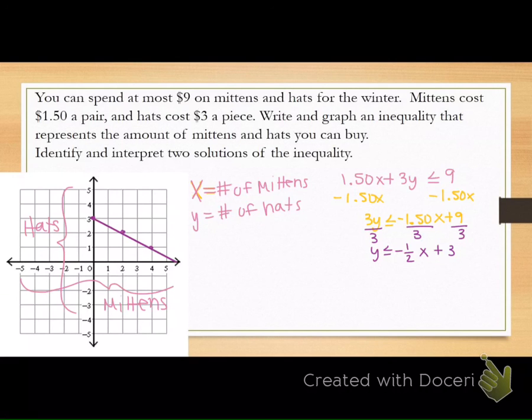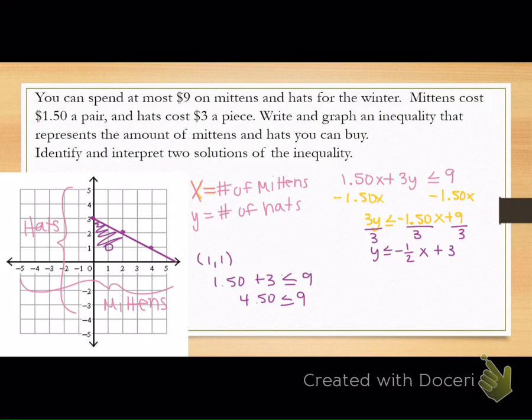So in this case here, if we choose a test point, I'm going to choose the test point 1, 1. To go into the original, I have 1.50 plus 3 is less than or equal to 9. Is 4.50 less than or equal to 9? Yes. So again, I'm only shading in here. So these are solutions.